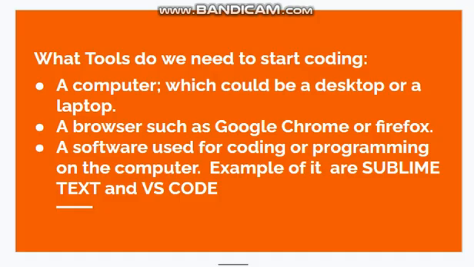What tools do we need to start coding? A computer, which could be a desktop or a laptop. We also need a browser such as Google Chrome or Firefox. A software used for coding or programming on the computer. An example of these are Sublime Text and VS Code.